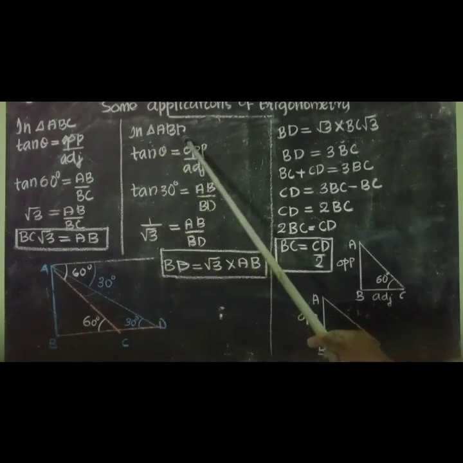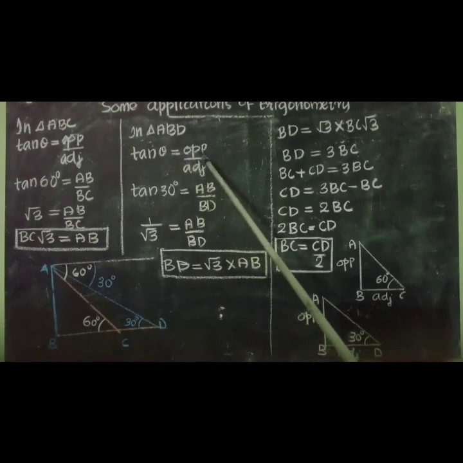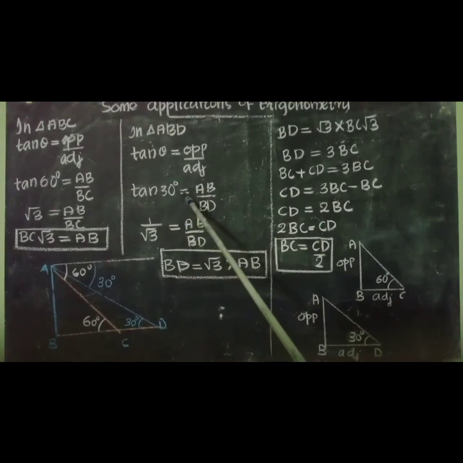In triangle ABD, tan theta equal to opposite side by adjacent side. In triangle ABD, the acute angle is 30 degree. AB is the opposite side and BD is the adjacent side. So, tan 30 degree equal to AB by BD. Tan 30 degree is 1 by root 3. So, 1 by root 3 equal to AB by BD. Cross multiplying, we get BD equal to root 3 into AB.